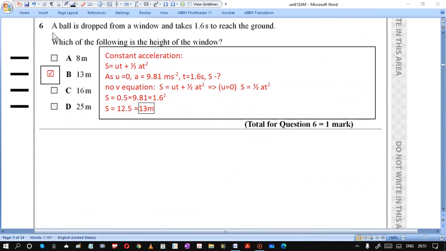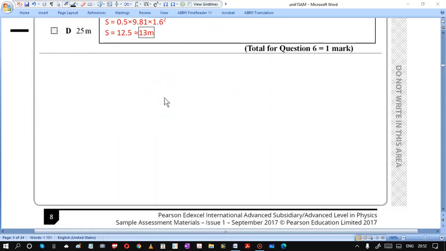A ball is dropped from a window and takes 1.6 seconds to reach the ground. Which of the following is the height of the window? So constant acceleration. So we choose the formula. We have u equals 0 from rest, a equals 9.81, time known. S we should find, so no v equation. This one. When u equals 0, it simplifies, we substitute values, and we get, to two significant figures, 13 meters.